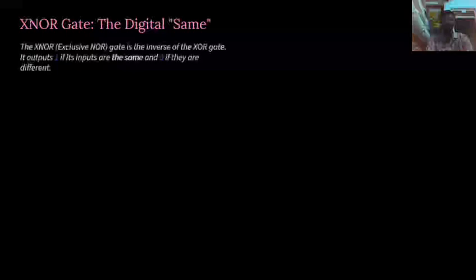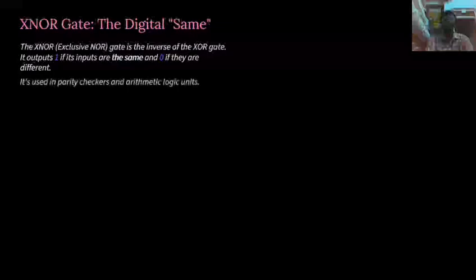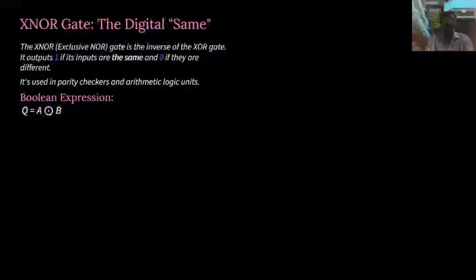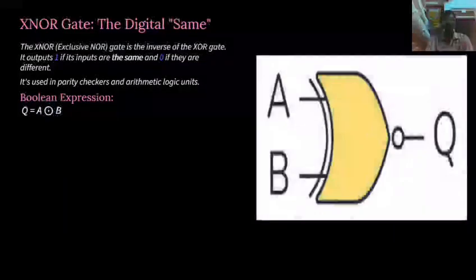XNOR gate, the digits are the same. The XNOR gate gives the inverse of the XOR gate. The output is 1 if the inputs are the same and 0 if they are different. It is used in parity checkers and arithmetic logic units. The Boolean expression for the XNOR gate is A ⊙ B.